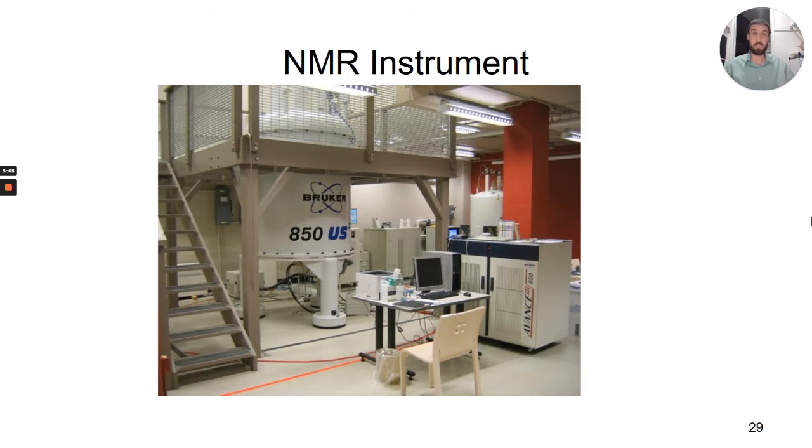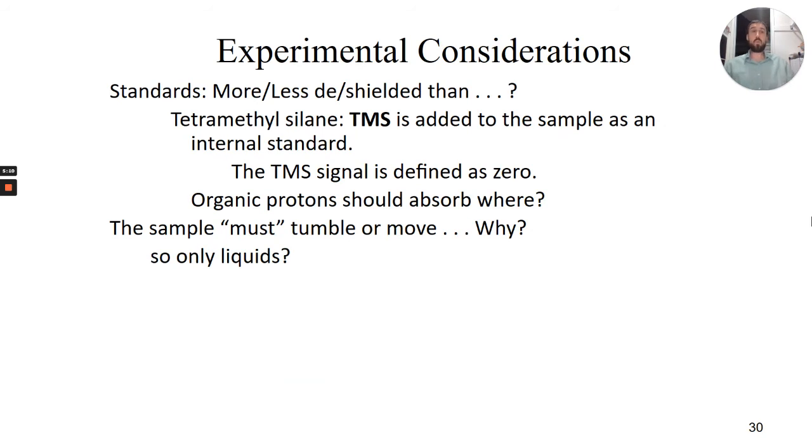So expensive stuff. When we look at the actual experiment, we're talking about the electrons shielding an individual atom. So we can talk about it as more or less shielded. But more or less shielded than what? We have to have a standard to compare to. So most spectra, or at least organic spectra, get compared to a compound known as tetramethylsilane. And it's added to most solvents so that we have an internal standard and we can now compare to that reference.